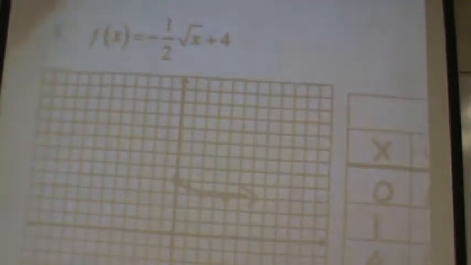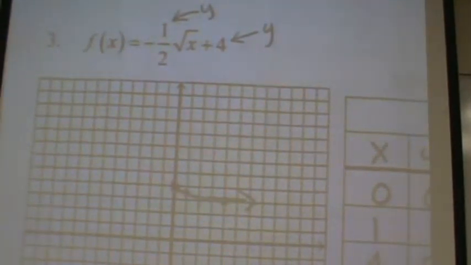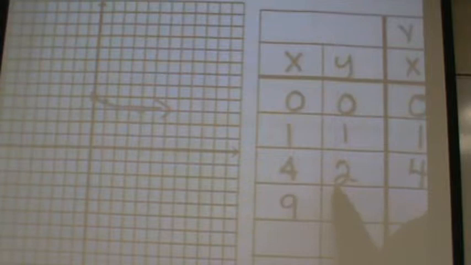There's actually only 2 transformations. Are you going to do anything to the x value at all? No. But you are going to do something to the y value. You're going to take your y value and multiply it by -1/2. And this is also changing your y value: you're going to add 4 to your y value. There's nothing done to the x. So, keeping your points, did you have 0, 0, 1, 1, 4, 2, and 9, 3?